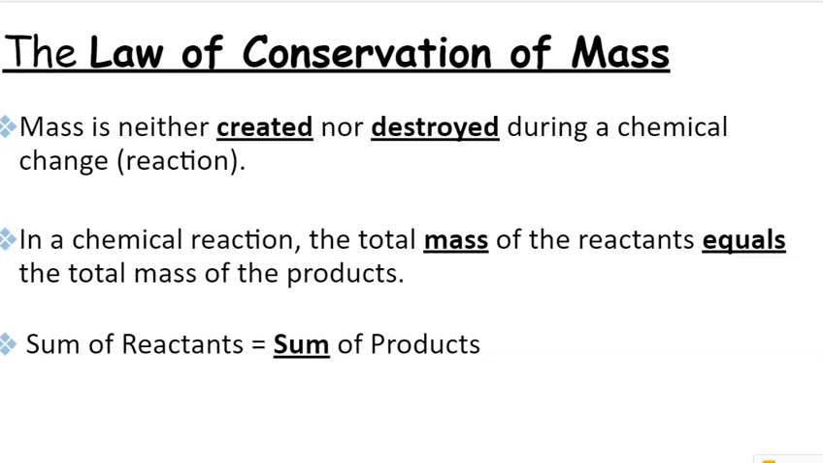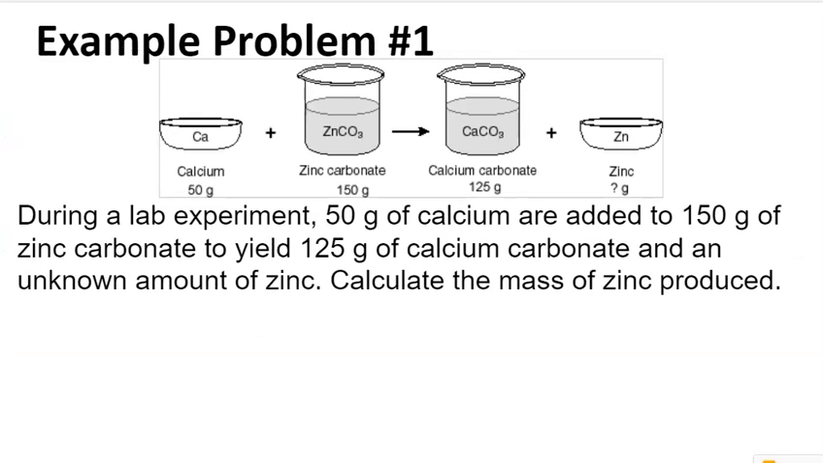Okay, so we're going to look at an example of the law of conservation of mass. Our problem here says, during a lab experiment, 50 grams of calcium are added to 150 grams of zinc carbonate to yield 125 grams of calcium carbonate and some unknown amount of zinc. Calculate the mass of zinc produced.